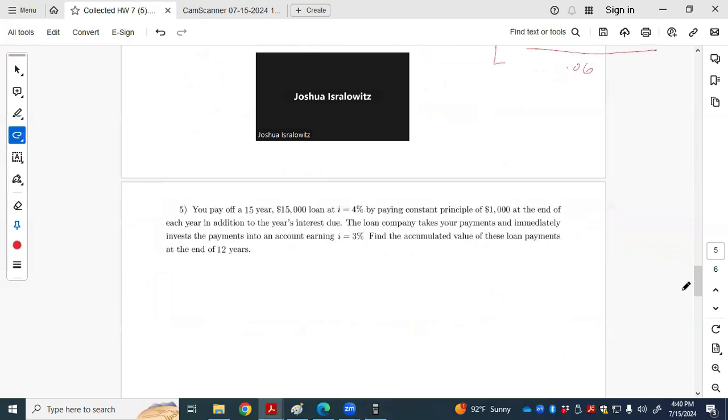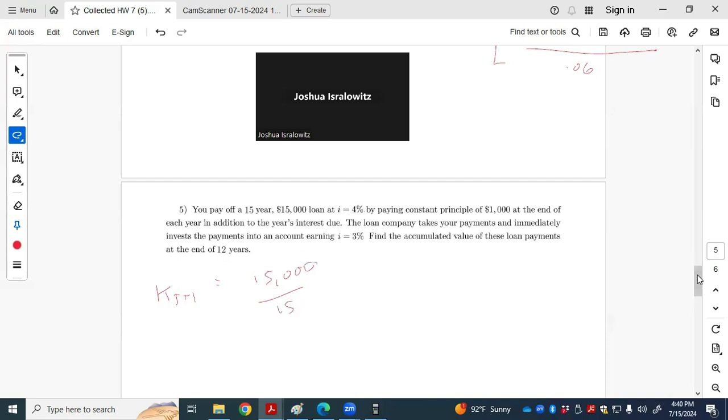All right, something similar. I probably won't actually enter it into the calculator this time. You might be able to do it as something plus a decreasing annuity, but I just don't see the point. All right, you pay off a 15-year, $50,000 loan, 4% constant principal. So I'm basically telling you what the constant principal is, which is very redundant, but that's all right. So still plop into the formula.